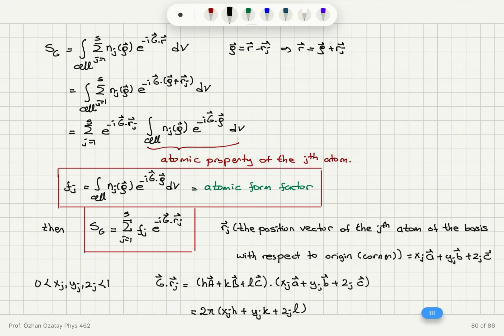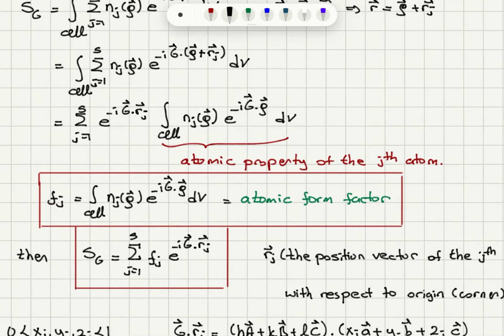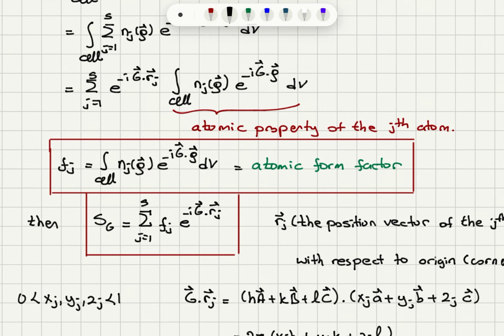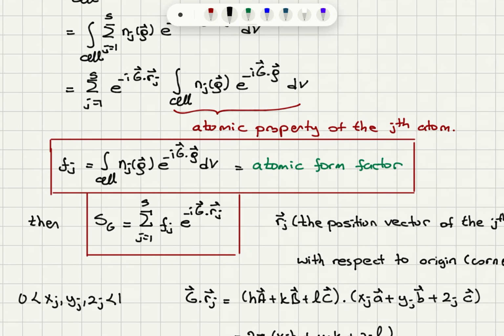So this, for the jth atom, will be an atomic property of the jth atom in the basis. So that's going to be called the atomic form factor. This is going to be determined by the electron distribution in the jth atom of the basis. So it's the atomic form factor of the jth atom. Then we will have the geometrical structure factor as the sum over j equals 1 to s of f sub j, the atomic form factor of the jth atom, multiplied by e to the minus i g dot rj.